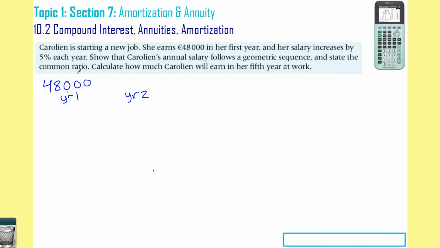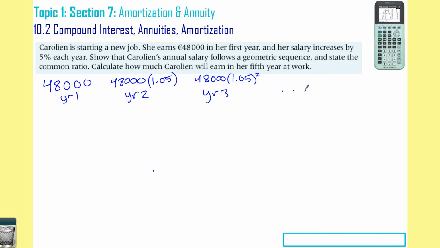Well, think about it. She wants 100% of that, and she wants to increase it by 5%, so she wants 105% of 48,000. 1.05. That's how we write 105%. All right, to get year 3, we multiply 5% times that: 48,000 times 1.05 times another 1.05, because we want 105% of the year before. Okay, and then you can keep going.